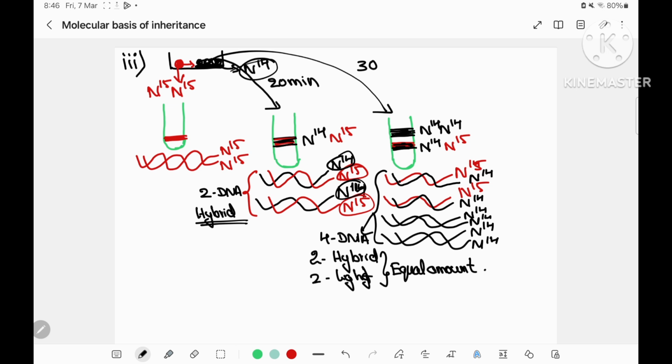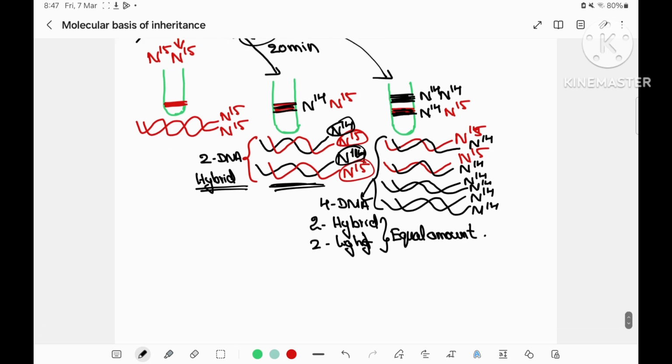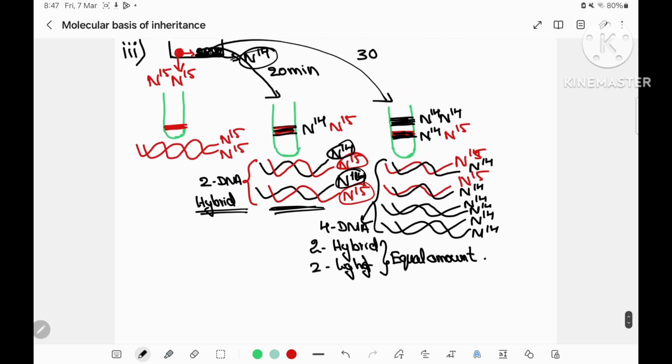This is clear from the above evidence, that is after separation. That means equal amounts of hybrid DNA and the lighter DNA molecules are formed. This is purely based on the template. Now let us see what happened after 60 minutes. Here I have written 30, I made it 40, so don't consider it.